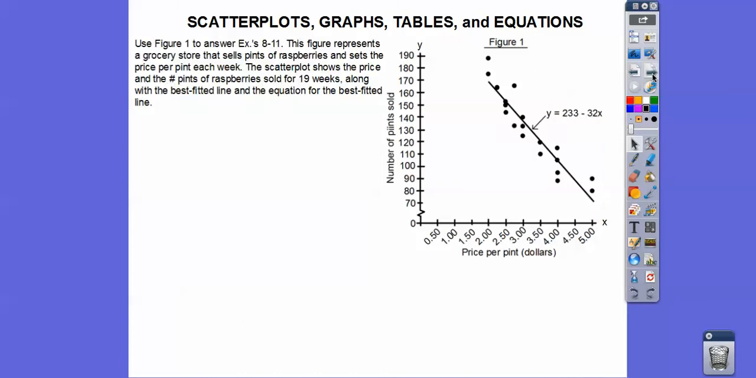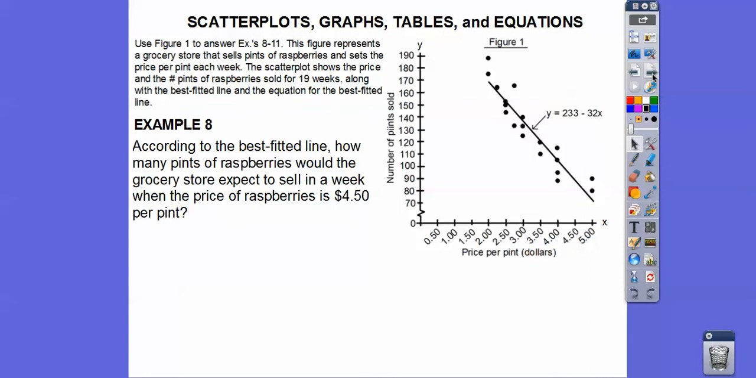Okay, so let's answer some questions. I just shrunk all that stuff up. So here's the first one. According to the best fitted line, how many pints of raspberries would the grocery store expect to sell in a week when the price of raspberries is $4.50 per pint? The price of raspberries is down here, my x-axis, so this is an x answer. I'm going to plug in $4.50 into this equation, y equals 233 minus 32x. So we'd expect to sell 89 pints given that equation.